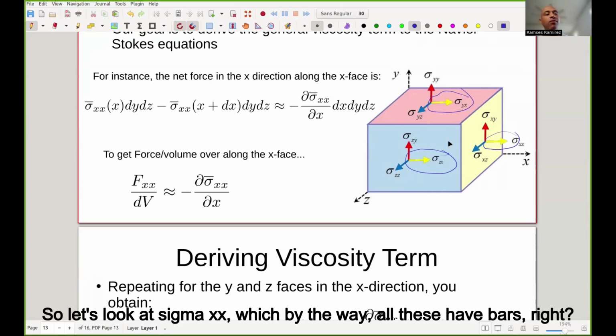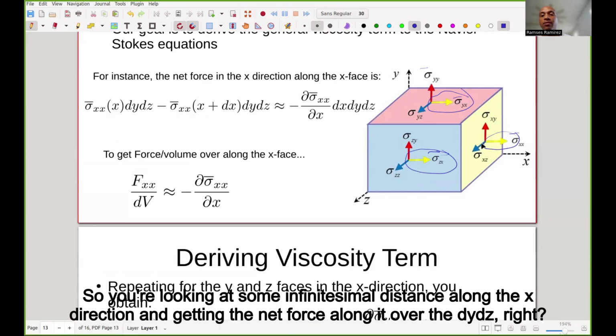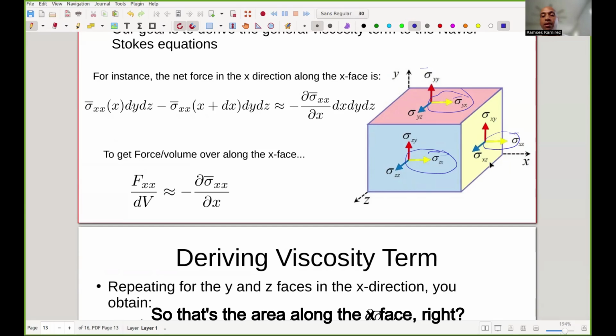So we'll do that. Let's look at sigma xx, which by the way, all these have bars, right? They're all vectors. So you have sigma xx at x minus sigma at x plus dx. So you're looking at some infinitesimal distance along the x direction and getting the net force along it over dy dz, right? That's the area along the x face.